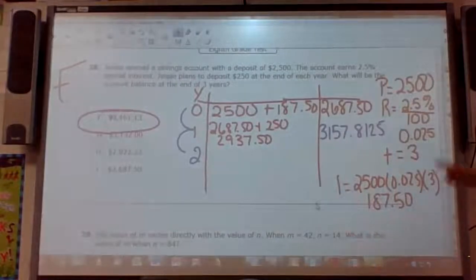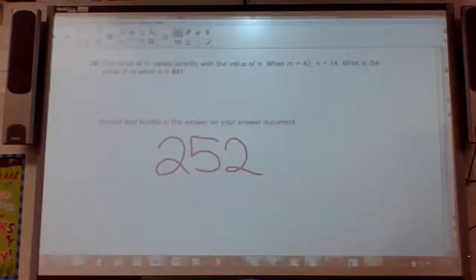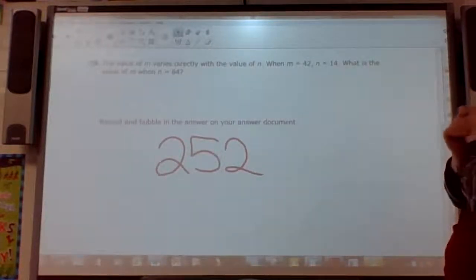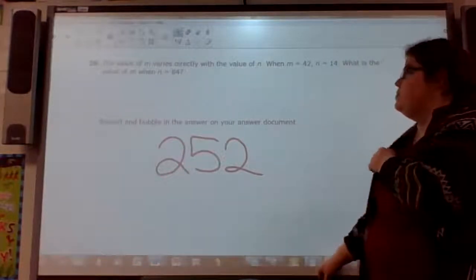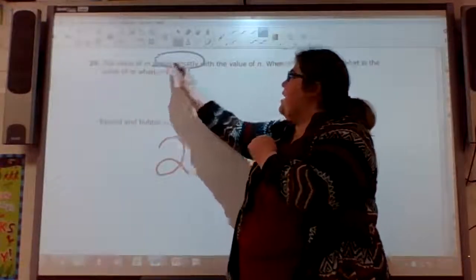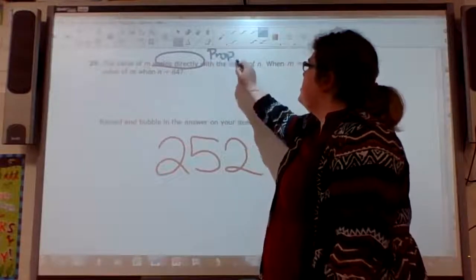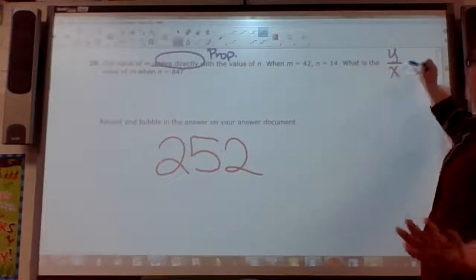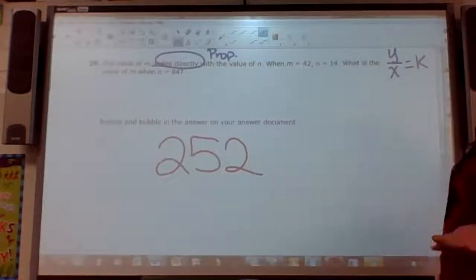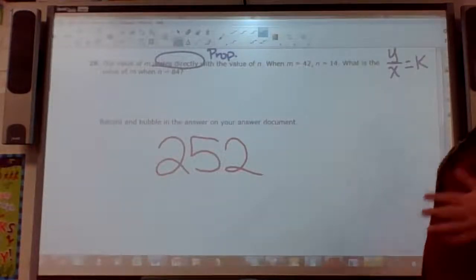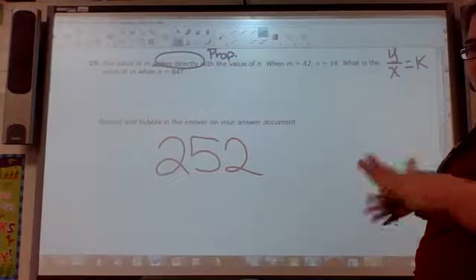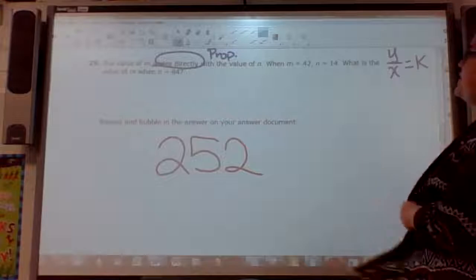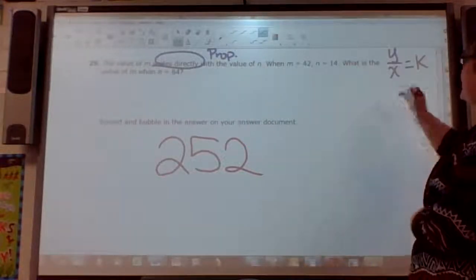Let's go to the next problem. 29. The value of m varies directly with the value of n. Varies directly. That means proportional. So it means y over x, which is your slope, is equal to k, your constant of proportionality. Again, slope and constant of proportionality, very similar. So when m is 42, n is 14.